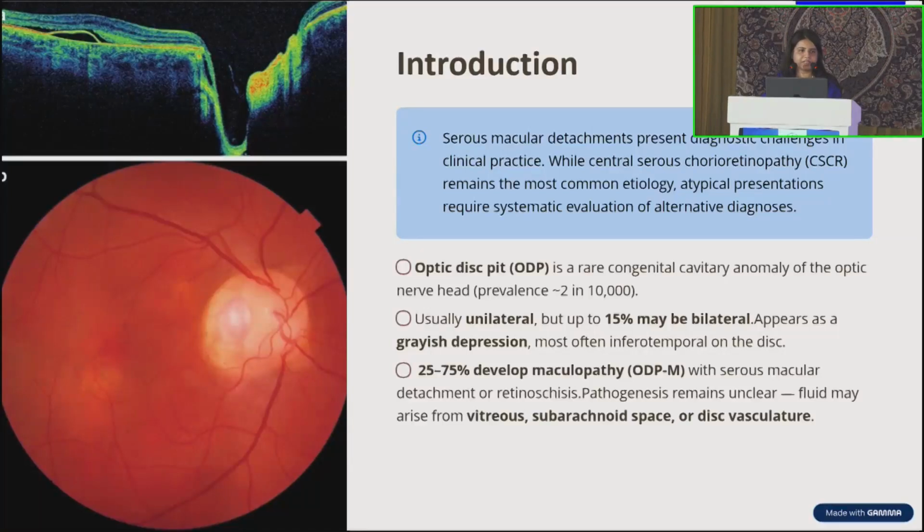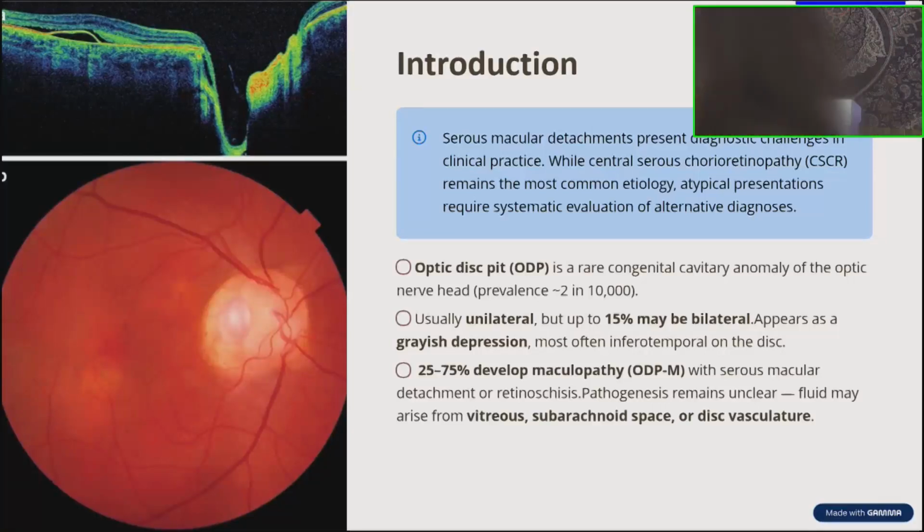Optic disc pit is a rare congenital cavitary anomaly of the optic nerve head. Prevalence is about 2 in 10,000, usually unilateral, but 15% may be bilateral. It appears as a grayish depression, most commonly seen in the inferotemporal part of the disc. 25 to 75% of cases of optic disc pit develop maculopathy with serous macular detachment and retinoschisis. Pathogenesis remains unclear. Fluid may arise from the vitreous, subarachnoid space, or disc vasculature.